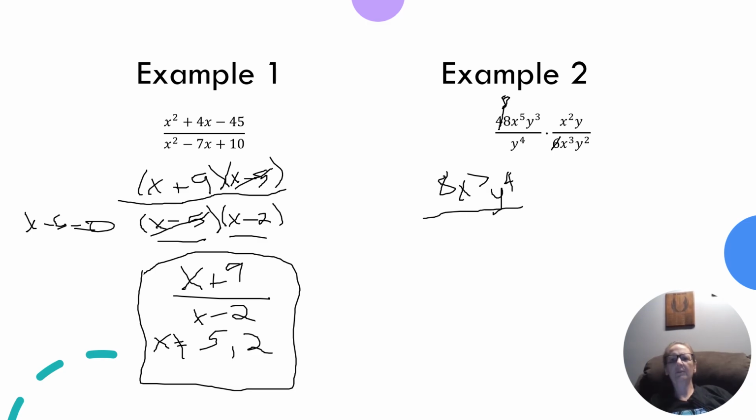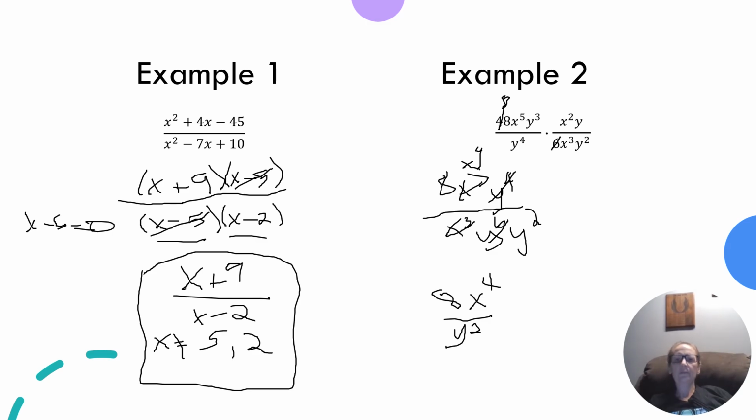And we'll do the same with the bottom. So we just have an x to the third down at the bottom, and y to the fourth, and y squared makes y to the sixth. So I'm going to take 3 x's away from 7. That leaves x to the fourth. And I'm going to take these 4 y's from these 6, and that leaves y squared. So all I'm left with when I am done is the 8, the x to the fourth, and the y squared.